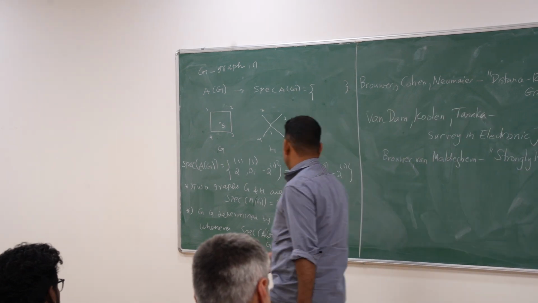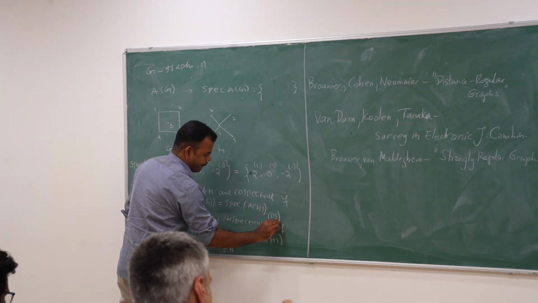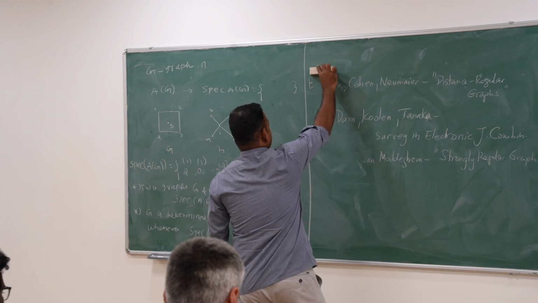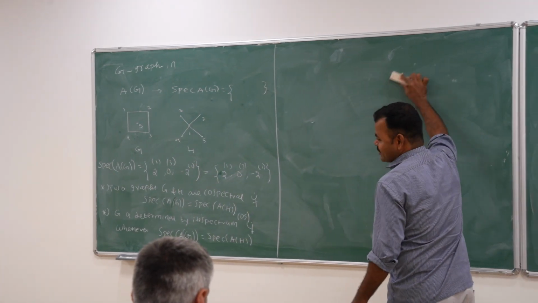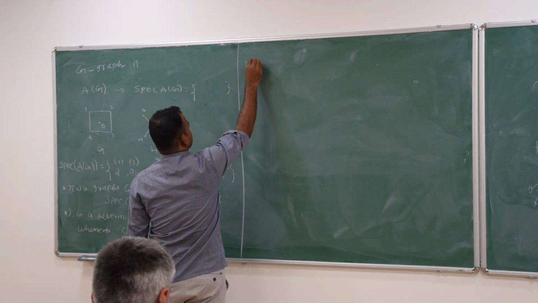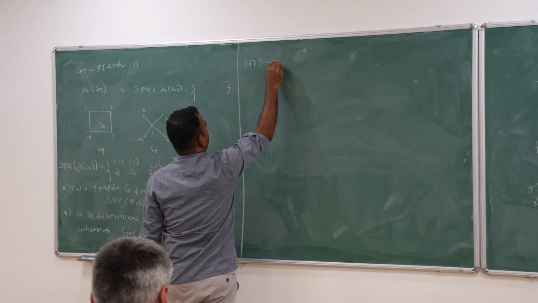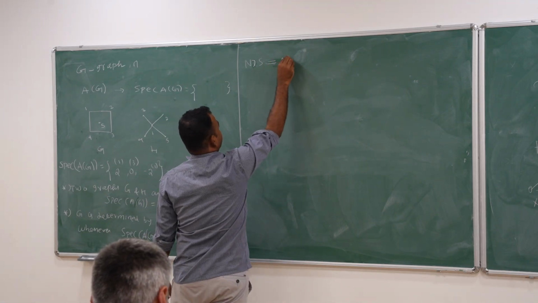So in short, we will call this type of graphs DS graphs, graphs determined by their spectrum. Then what is NDS? The graphs which are not determined by their spectrum. Okay. So NDS is the same as not DS.